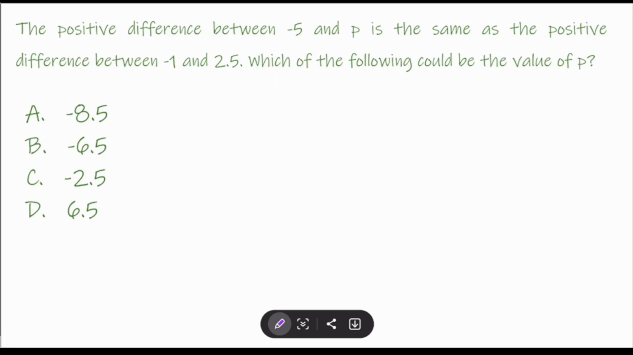Alright, so let us try to solve this problem. The positive difference between -5 and p is the same as the positive difference between -1 and 2.5. So which of the following could be the value of p? A, -8.5, B, -6.5, C, -2.5, or D, 6.5.